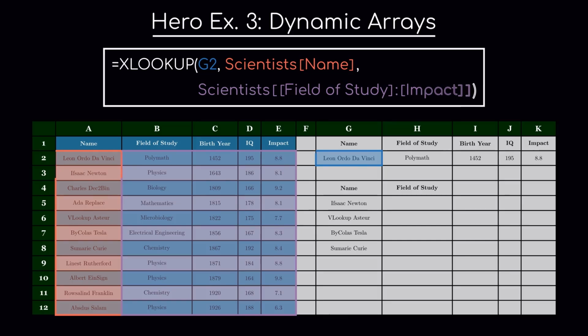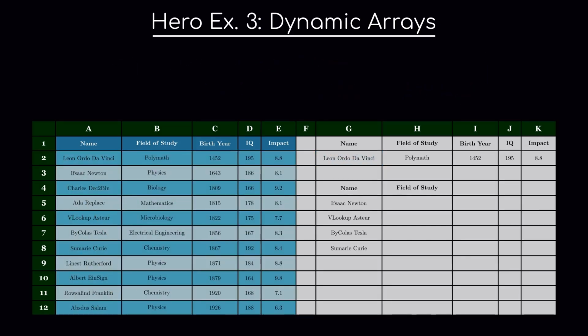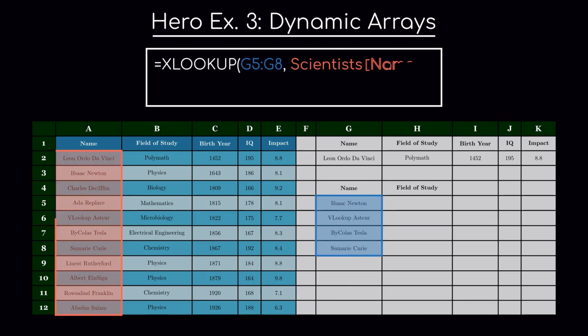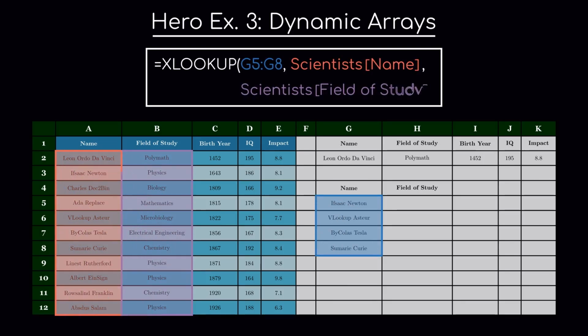The other way you can use XLookup with dynamic arrays is to pass multiple values into XLookup. For example, if you wanted to look up the field of all of these scientists, we could say XLookup, select all of them at once, look that up in the name column, returning the field column, and we get the results for each of them in turn. Unfortunately, you can't combine these two approaches, so you can't return multiple columns and multiple lookup values at once, but it's still a really powerful use.